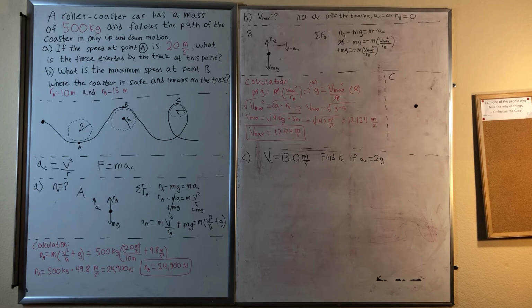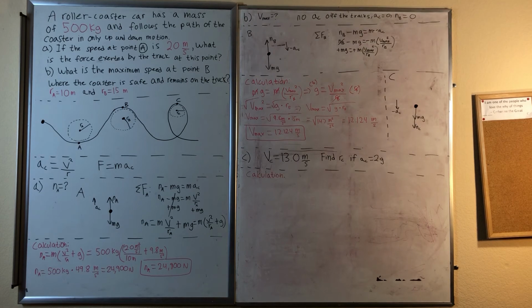Drawing an FBD as well, weight is again straight down. The cart is on the inside of the tracks, so the normal force the tracks exert is also downwards. So n sub c is straight down, and the centripetal acceleration is also negative and going down towards the center.